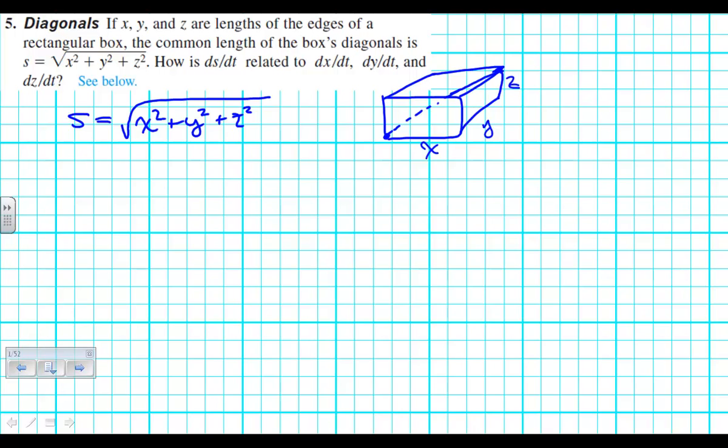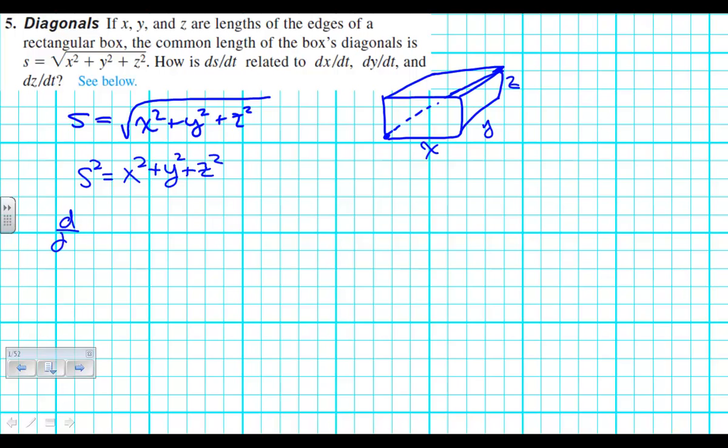I'm going to make this problem slightly different to make my job easier, and then I'm going to recognize that if s is equal to the square root, that means that s squared is equal to this expression. It's sort of like the Pythagorean theorem for 3 dimensions, by the way. Right? And now I've got it in this form. It's relatively easy for me to take the derivative of this equation with respect to t.